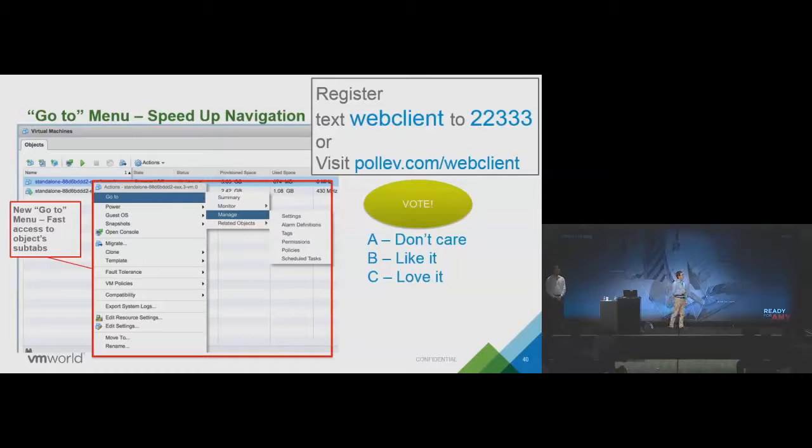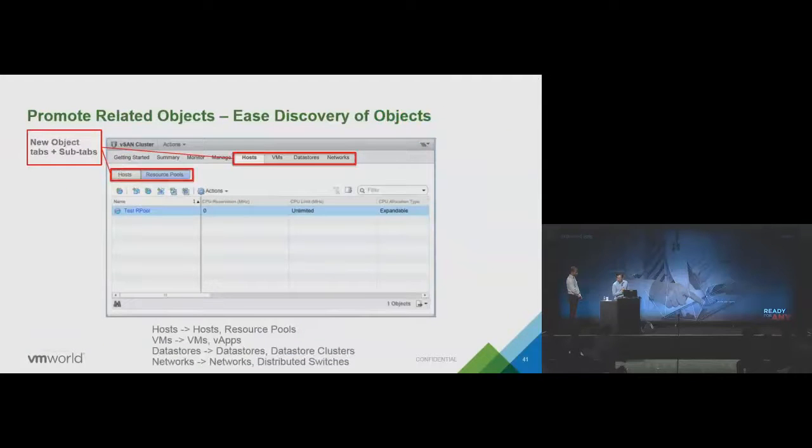This could, in theory, save 2 or 3 page loads, which, of course, helps, and 2 or 3 clicks, which also helps. Again, vote A, don't care, B, like it, C, love it / take my money now. Let's see. Okay, so we're going to leave that poll open for a few more, half-minute or something, but we're going to talk about a different feature, so you can keep voting on the previous one.